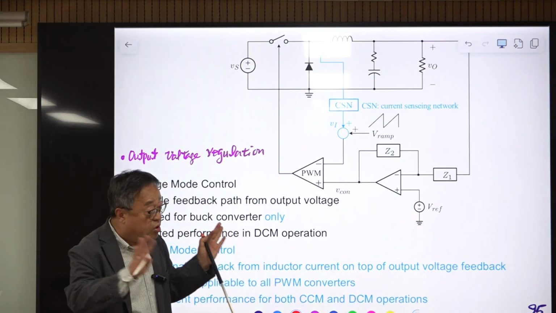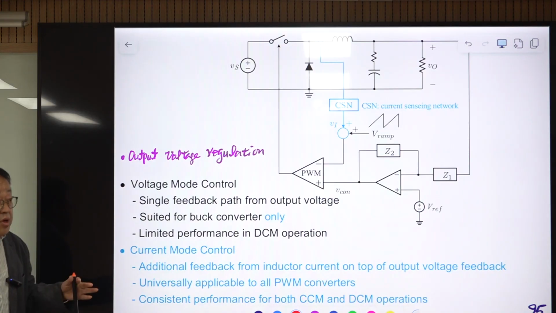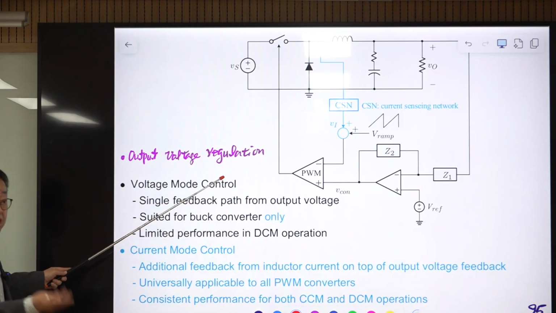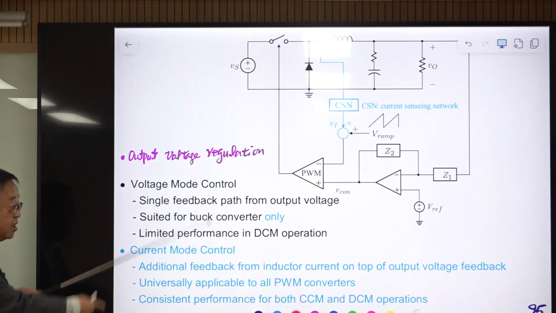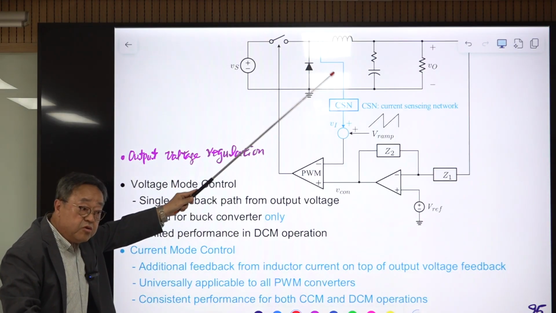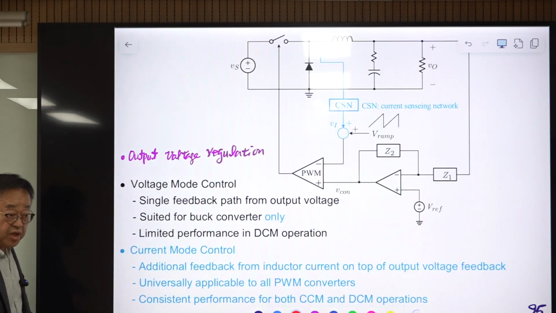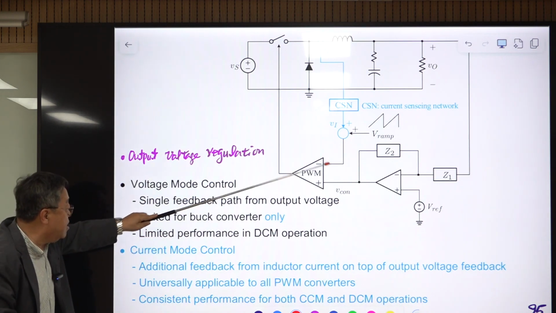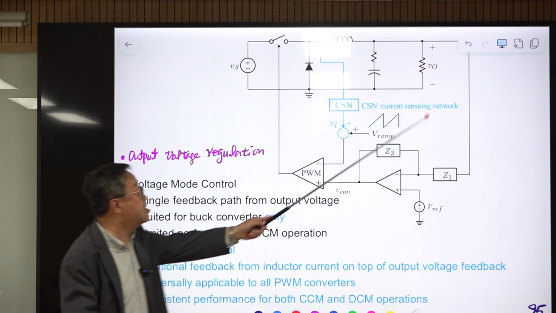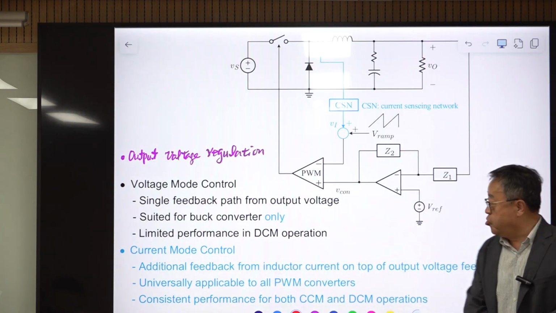Okay, you are not trying to control the current. The name can confuse you. You are not controlling current at all. You are controlling output voltage, because this should be the voltage source. You are using this additional information from the inductor current to have some benefit from this additional feedback. So this is the name, current mode control. It can confuse some people. We are not trying to control the inductor. We are not interested in this inductor current. We are only interested in output voltage. Okay. So that is current mode control.